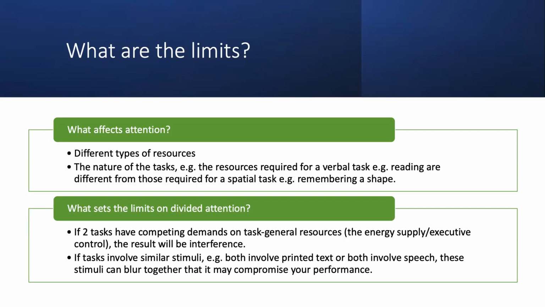What sets the limits on divided attention? If two tasks have competing demands on task-general resources, the energy supply or executive control, the result will be interference. If tasks involve similar stimuli, for example both involve printed text or both involve speech, these stimuli can blur together so that it may compromise your performance.